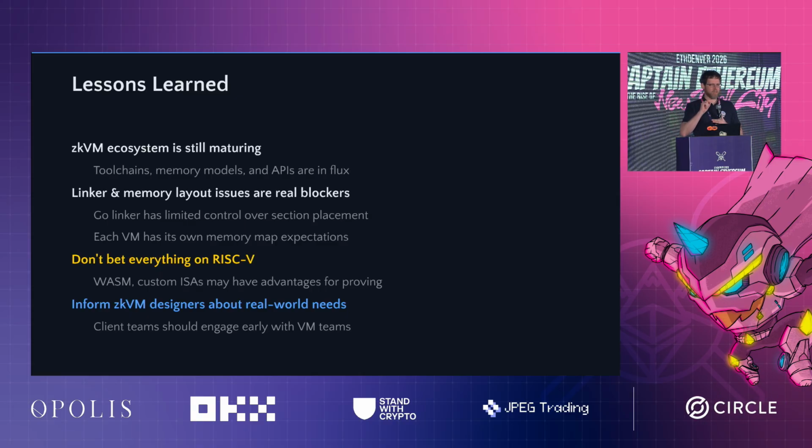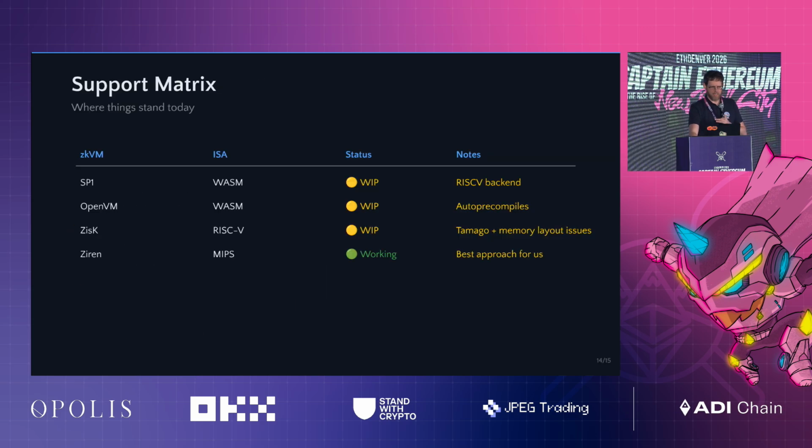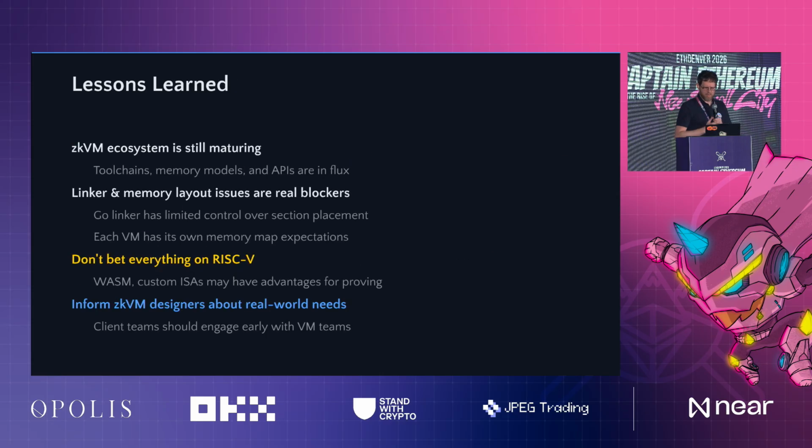I would say the biggest point here is that if you look at our support matrix, almost none of them are RISC-V. So the message is that it would be a big mistake to enshrine RISC-V in Ethereum. There's plenty of other options that make sense. But yeah, that's the conclusion.